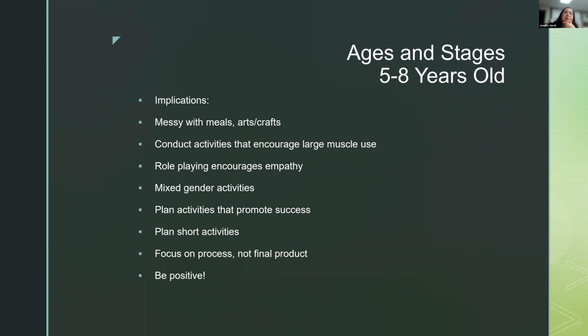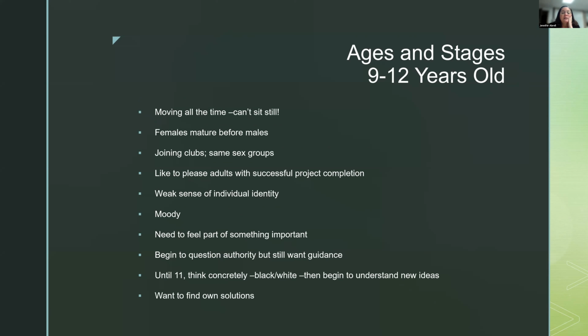Short activities are important. As I was just talking about, focus on the process, not the final product, and be positive. So those are some of the implications for this stage. On into 9 to 12, and this is where we would have tried to think of some of these on our own before I showed you the screen, putting them on that little gingerbread man that I made on the Jamboard. But we're going to just go ahead and go through some of these.